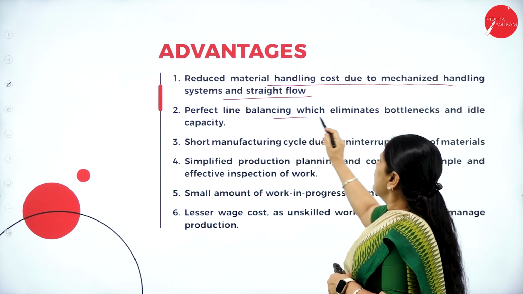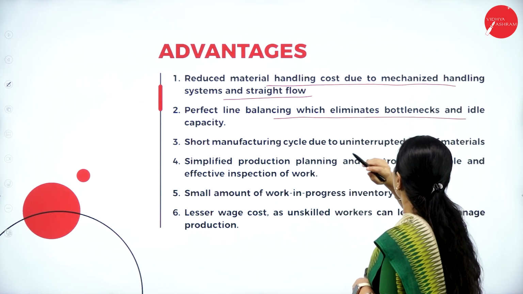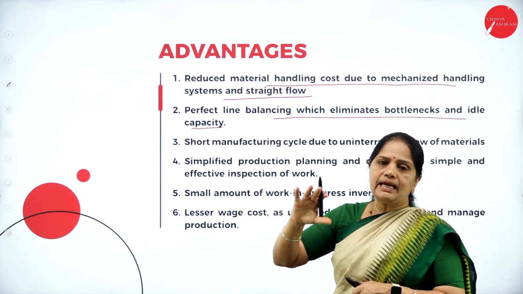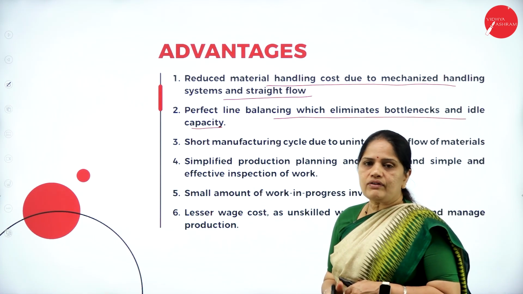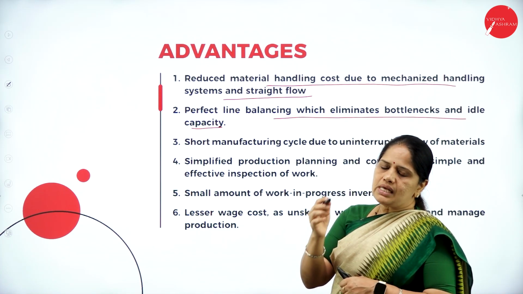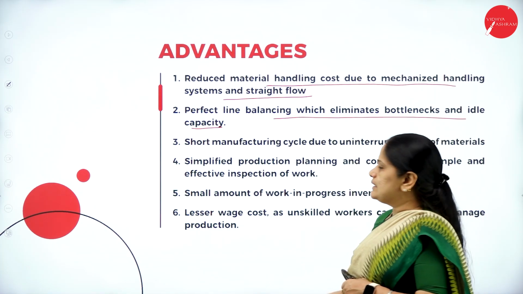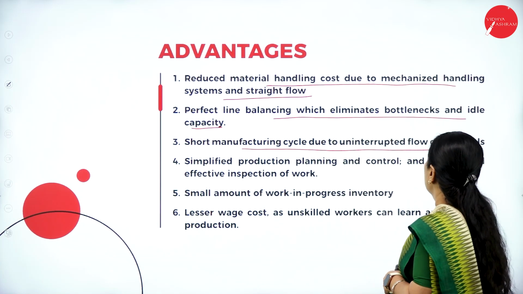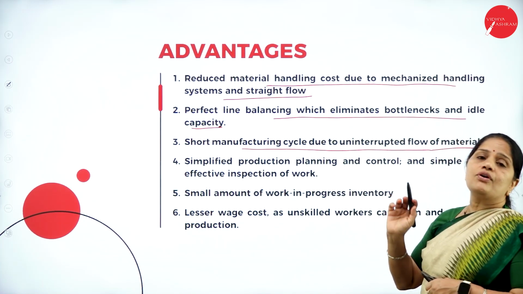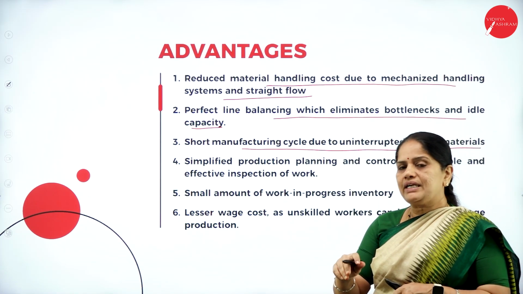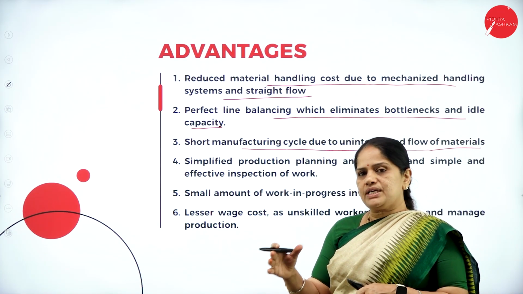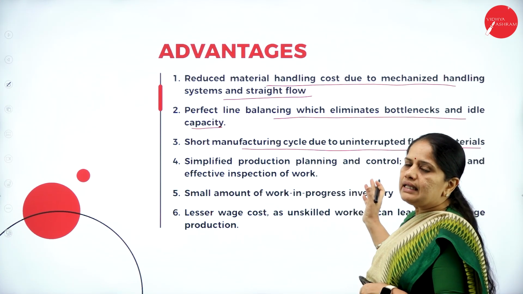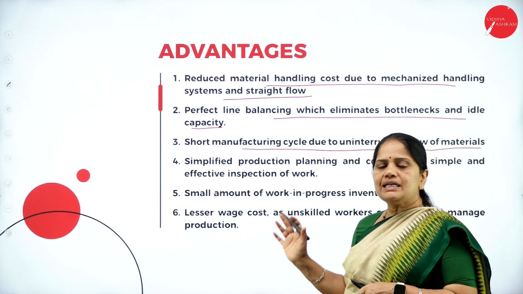Second, perfect line balancing, which eliminates bottlenecks and idle capacity. So there will not be any bottlenecks in this kind of line, because the output of one machine will be the input of the next machine. Short manufacturing cycle due to uninterrupted flow of material. Once the materials are fed into the first machine, it will automatically cover all the processes and the end product will be there within no time.